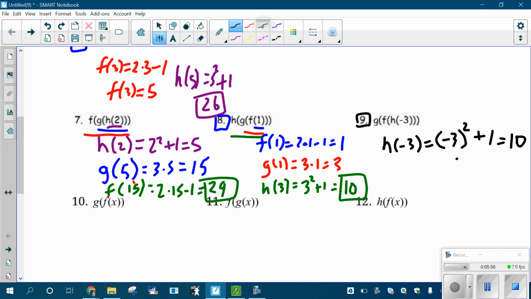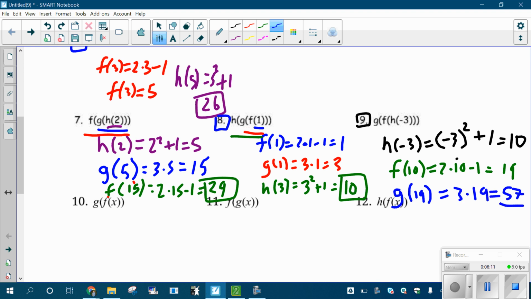Okay. Now I'm going to do f of 10. 2 times 10 minus 1 is 19. And last thing I'm going to do is g of 19. 3 times 19, and I get 57 as my final answer. Okay, work inside out. Work inside out, and you guys will be totally good with this.